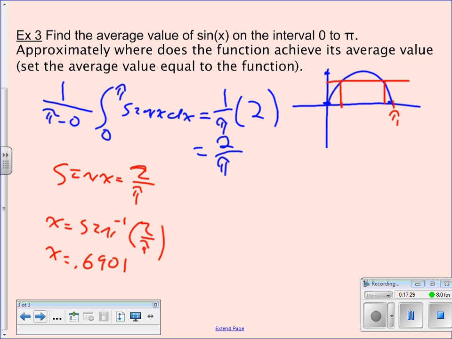Because we're only doing that one interval. But there are 2 places within that one interval where it does happen. Okay, something to be aware of.